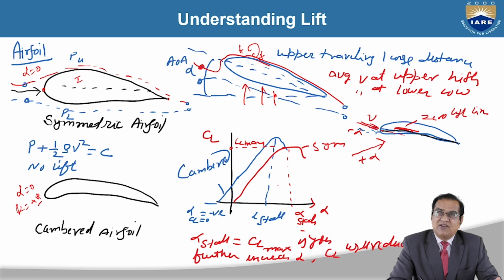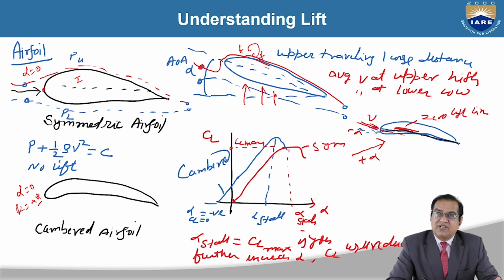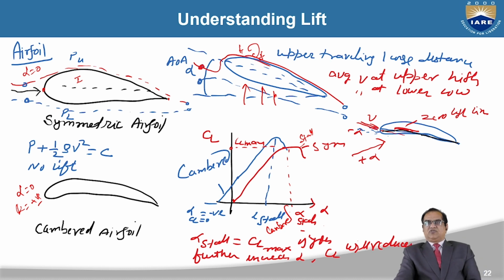And we can draw the CL versus alpha for the symmetrical airfoil. It will start from 0, because at 0 angle of attack you won't get any lift. As you increase alpha, CL increases. This is the alpha stall for symmetrical and this is the alpha stall for cambered. Alpha stall is where you are getting CL maximum. As you increase alpha beyond that, your CL will be reducing. So that is called the stall.